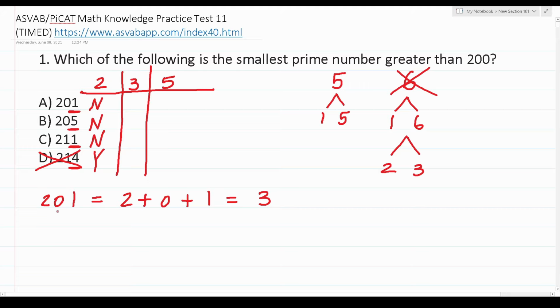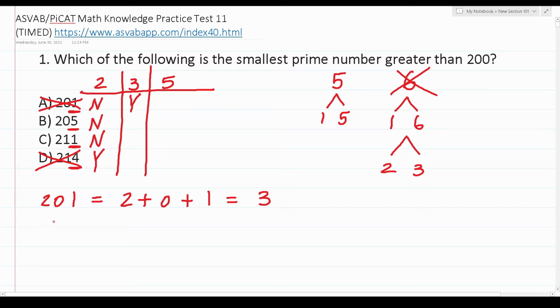So since the sum of the digits in 201 is divisible by 3, then I know 201 is also divisible by 3. And since 201 is divisible by something other than 1 and itself, it can't be prime. And let's check B and C real quick.